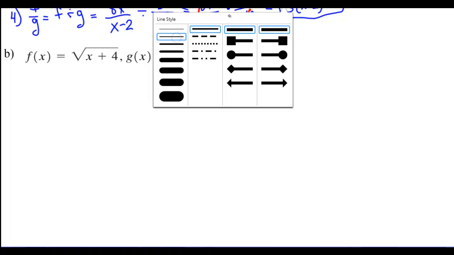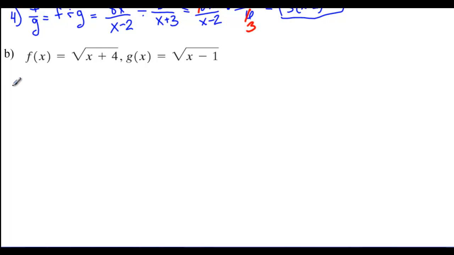So we're going to start off by adding. For part 1, f plus g of x is literally just going to be the square root of x plus 4 plus the square root of x minus 1. And we're done. We can't simplify this.